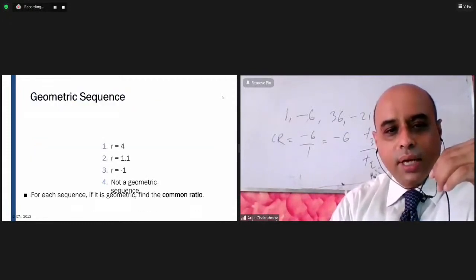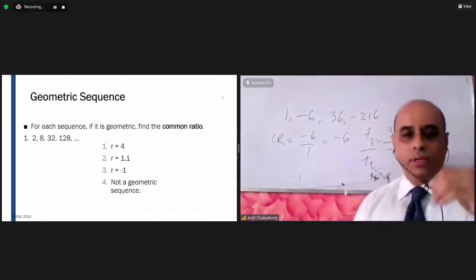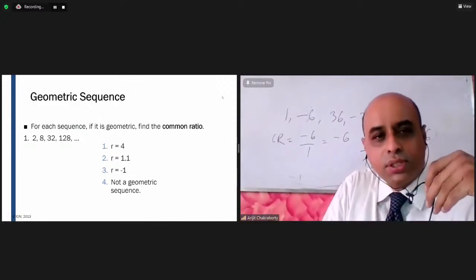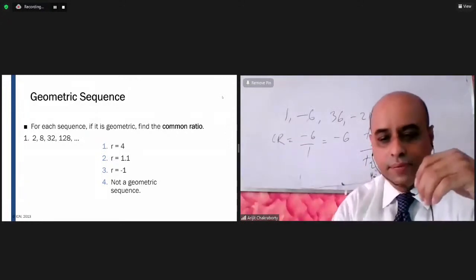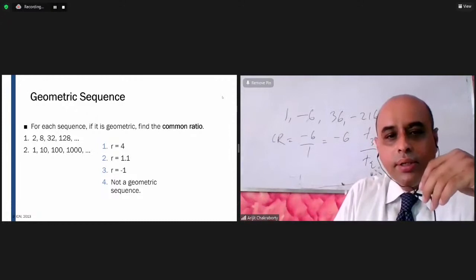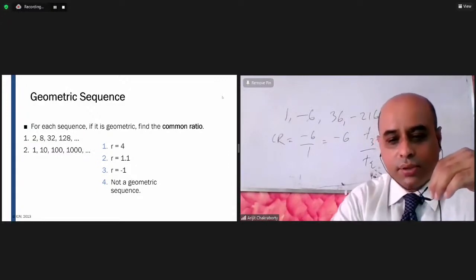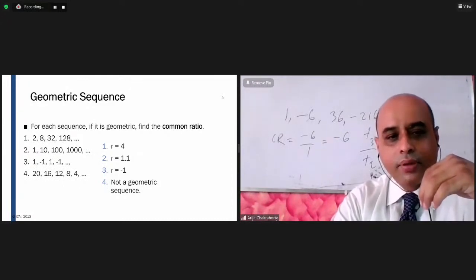Let us see some more examples here. The first one: 2, 8, 32, and 128. Just work it out. It comes to a common ratio of 4, because 2 into 4 gives you 8, 8 into 4 gives you 32, and 32 into 4 gives you 128. Now, if you look at the second example: 1, then it becomes 10, then 100, then 1000. What is the common ratio? Let us see all the 4 questions first.